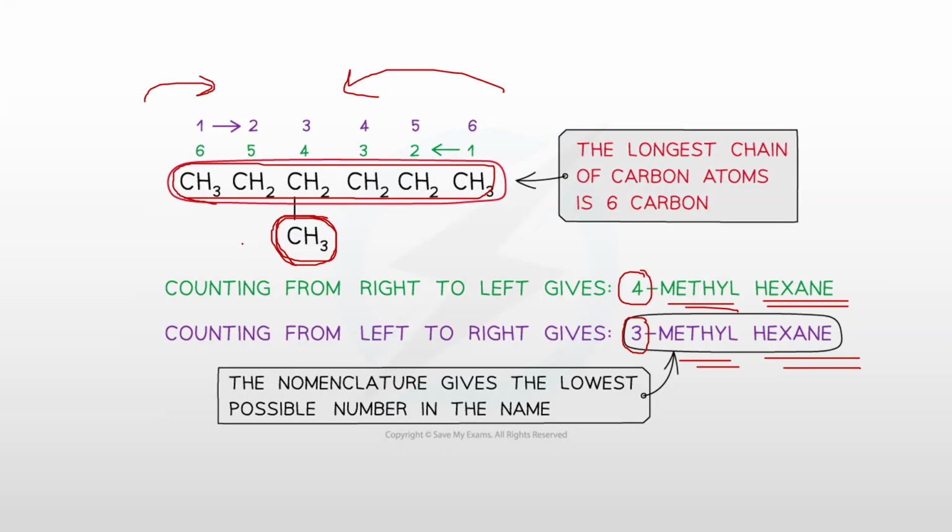No, this branch is closer to which side, left or right? To the left. तो यहाँ से start करेंगे. I always start from the side where the branch is closer. Exactly, ठीक है. The nomenclature gives the lowest possible number in the name, so it's going to be 3-methyl hexane, not 4-methyl hexane.